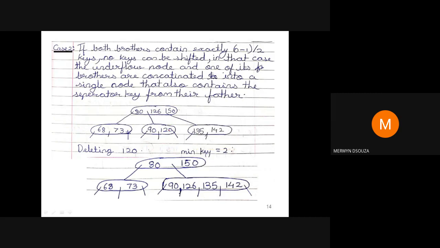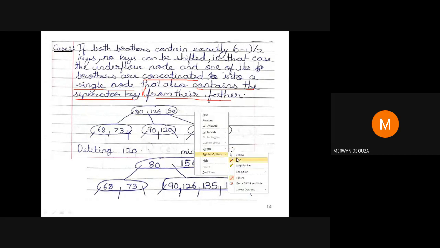So in that case, I will apply case 2. Case 2 says if both the brothers contain exactly (n-1)/2 keys, no keys can be shifted. In that case, the underflow node and one of its brothers are concatenated, meaning merged, into a single node that also contains the separator key K from their father. So what it means is, now I want to delete 120.